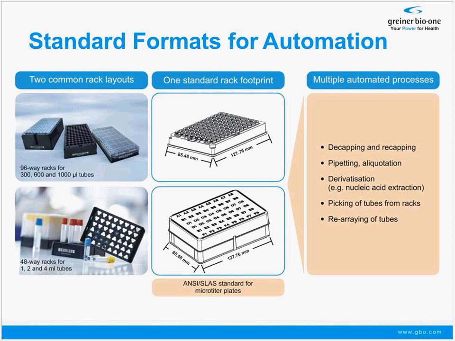Then derivatization such as nucleic acid extraction can be done. Picking of tubes from racks can be done in automated systems, and also the re-arraying of tubes. So you have two semi-full racks, you can rearray the tubes so that you end up with one complete rack. Also for the process, automates are available.